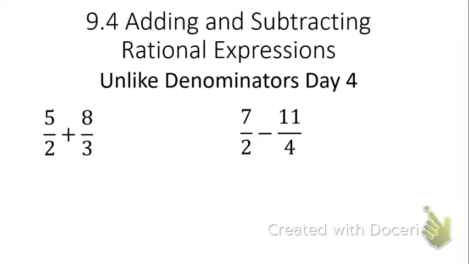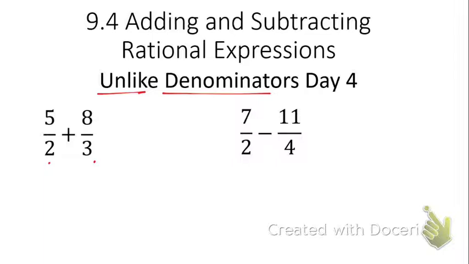All right, day one, even though this is day 4, day one with adding and subtracting rational expressions with unlike denominators. So these two are not the same. What you have to do is get them to be the same, meaning we have to find a common denominator. This is a 2 and that's a 3. 2 and 3 both go into 6. That's the smallest, the least common denominator.